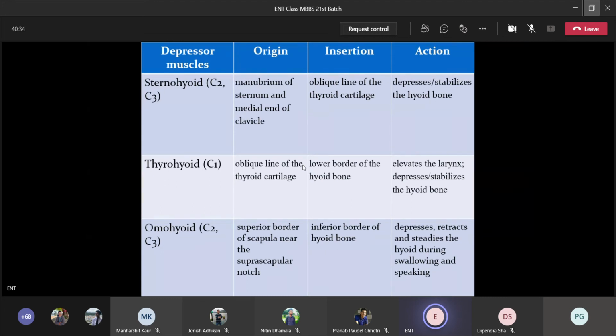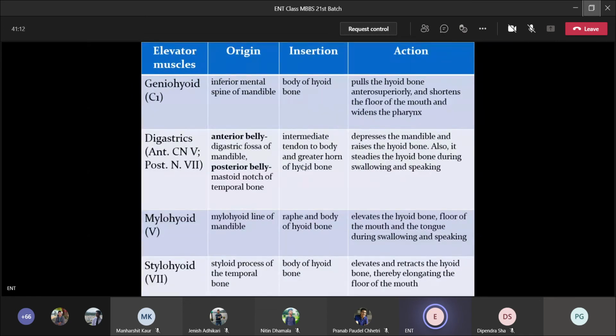And third is the omohyoid muscle, C2, C3. So the origin of this muscle is the superior border of the scapula near the suprascapular notch, and the insertion is the inferior border of the hyoid bone, and the action is it depresses, retracts, and steadies the hyoid during swallowing and speaking. So this is the muscle, its origin, insertion, and action.